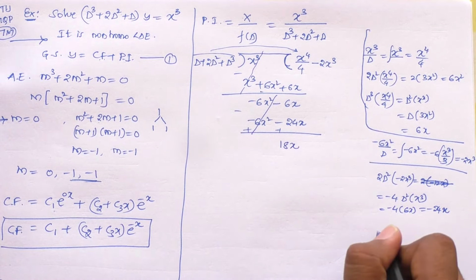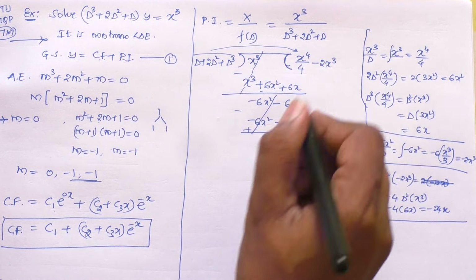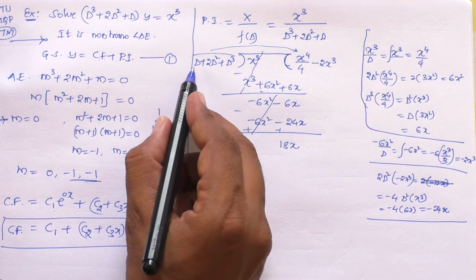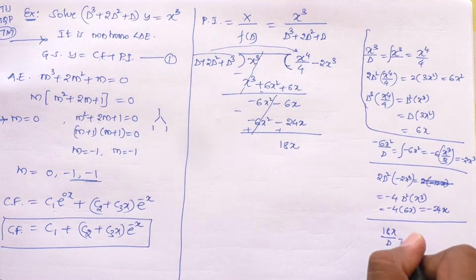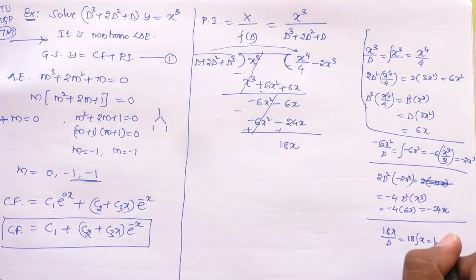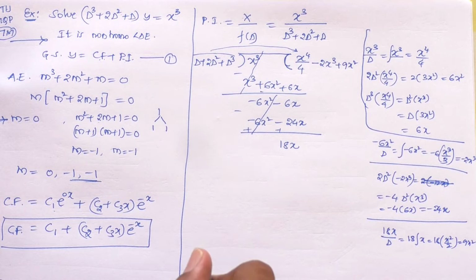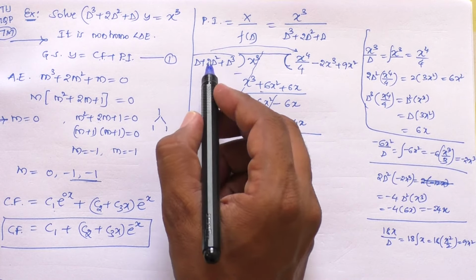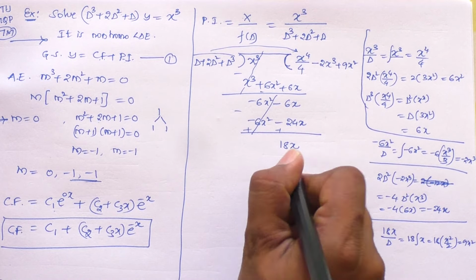So now we got 18x, and we need to choose another quotient term. 18x divided by D means 18 times the integration of x, which is 18x square by 2, that is 9x square. So the term is plus 9x square. Differentiating 9x square, D of 9x square is 18x.